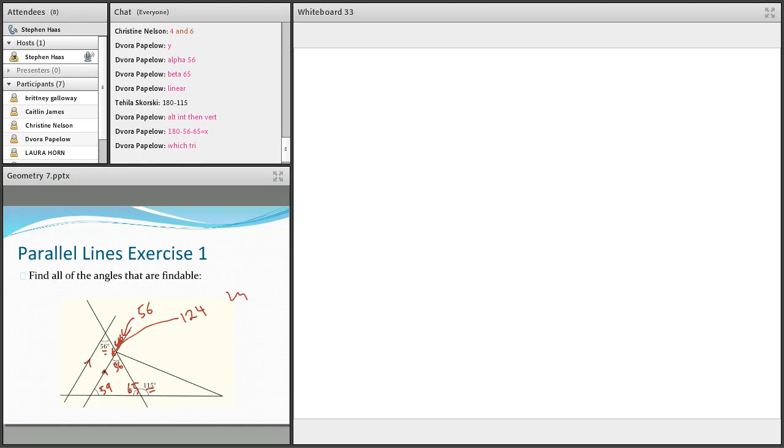That's a little bit more complex. Well, I guess there is the bigger triangle. How about this angle here? How about that angle? Can we get that angle?